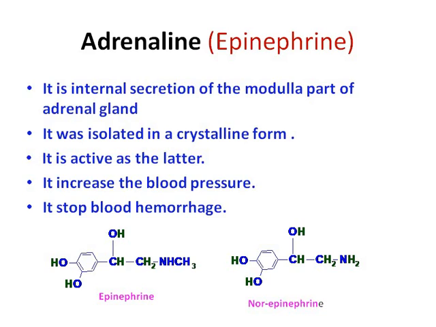Next, the hormone is active only when given in the form of injections. So these two examples are adrenaline, like epinephrine, and norepinephrine. So what is the difference between epinephrine and norepinephrine? Norepinephrine has CH2NH2, a primary amine, and epinephrine has a secondary amine, right?